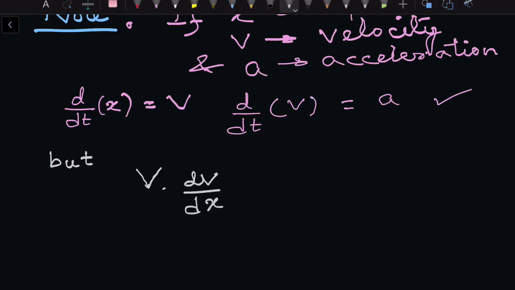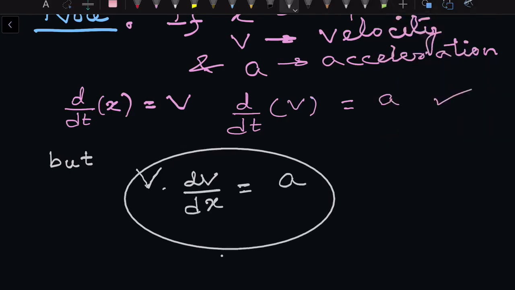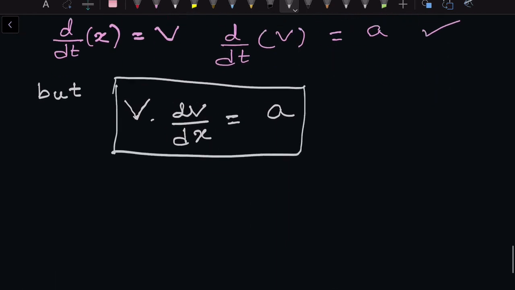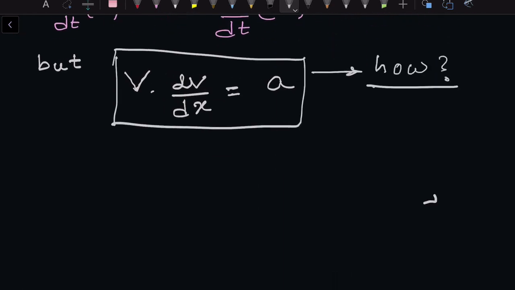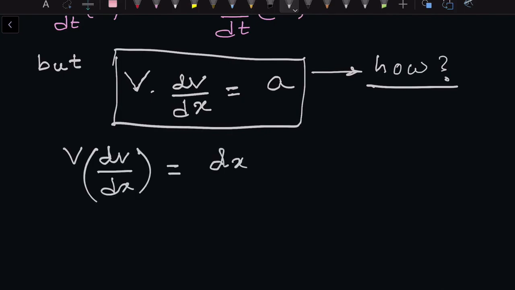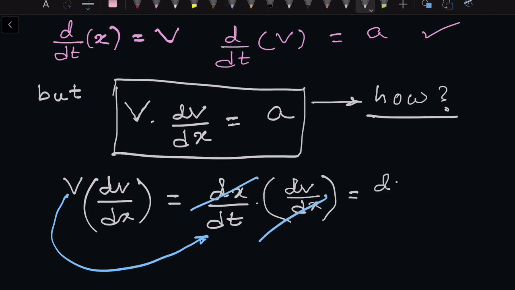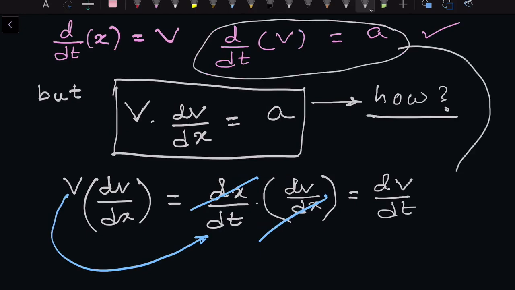But acceleration has got another identity, v into dv by dx. Let me adjust these things. Let me draw this. Now, how does this happen? v dv by dx equals a, see this, we can write v as dx by dt, as we know it, that dx cancels out. So dv by dt is what, a? That's why it is a.